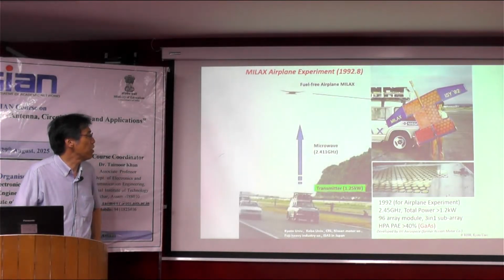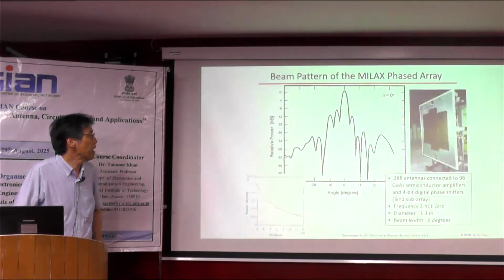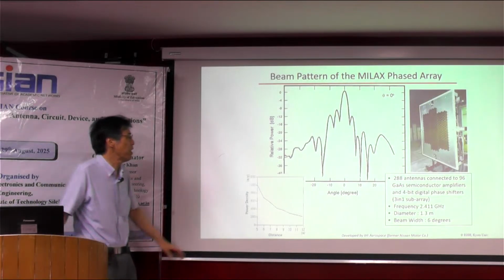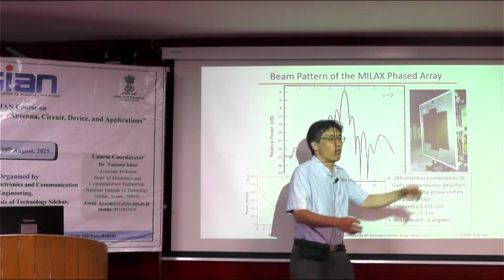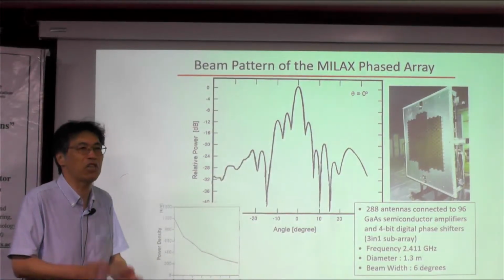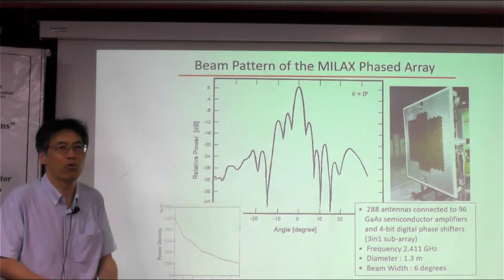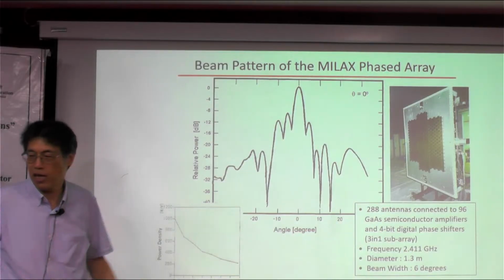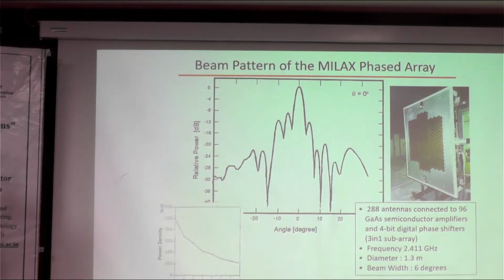And I would like to introduce a Japanese case. For example, this is the MILAX experiment as I introduced yesterday. And this is a beam pattern from this phased array antenna. Here you can see there are a lot of smaller antennas. Antenna and phase controlling circuit are the same. And from each antenna, we control the phase in this case. And the frequency was 2.411 gigahertz.